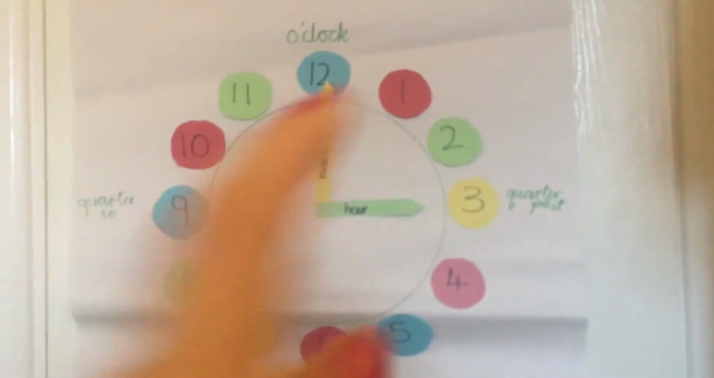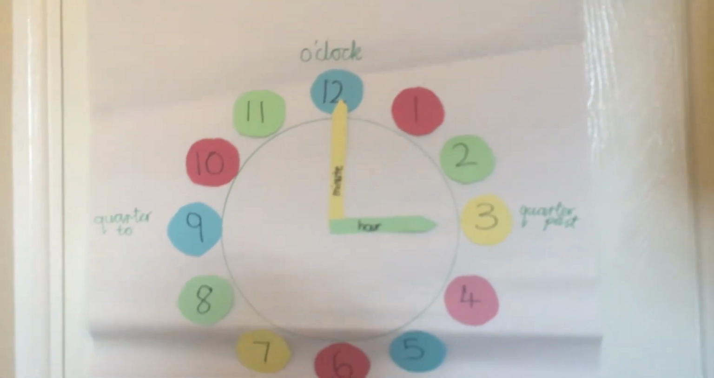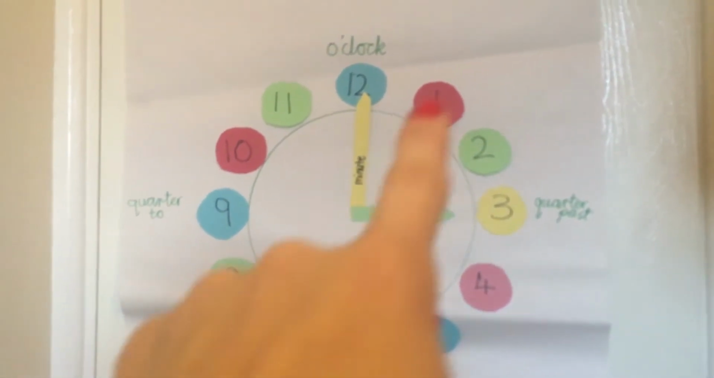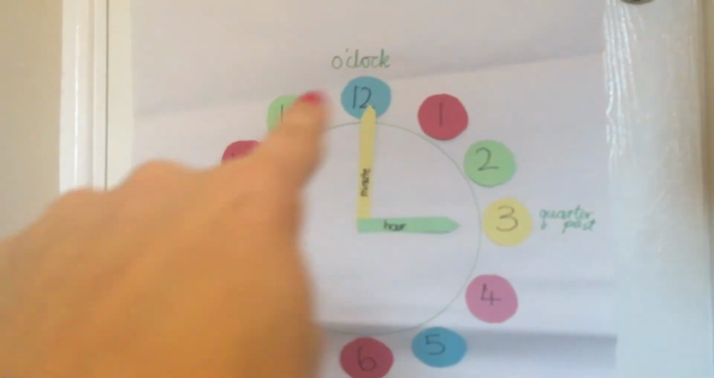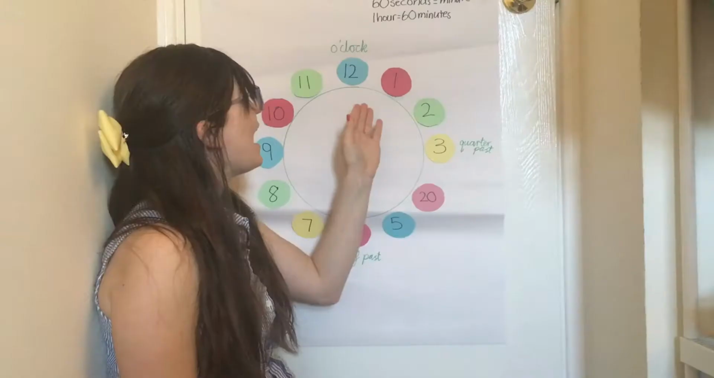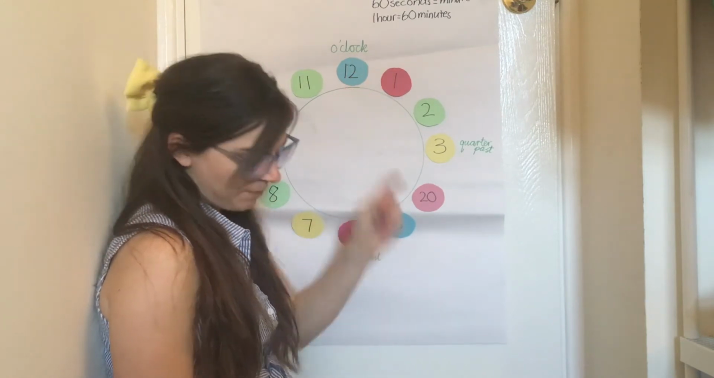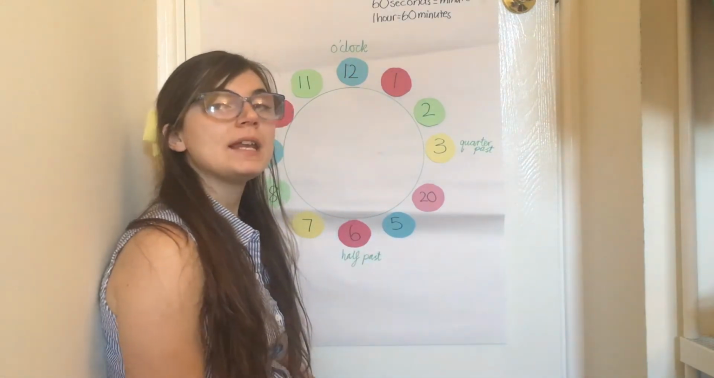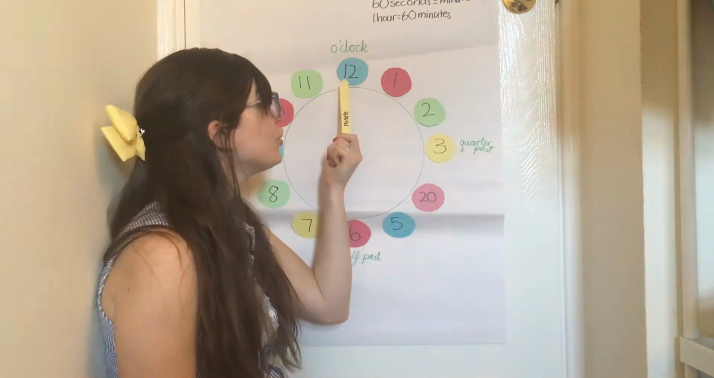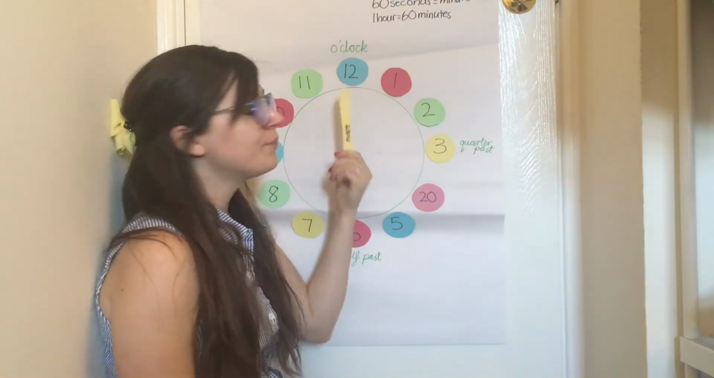Now I know that 12 always has to be at the top, and I know that 6 is always at the bottom, so I had to put the other numbers in between evenly. And I've labelled it with the o'clock above the 12 because any time that the big hand, the minute hand, is pointing to the 12, it's going to be o'clock.